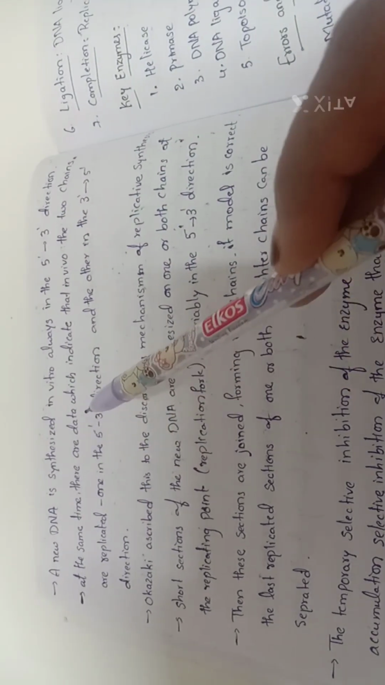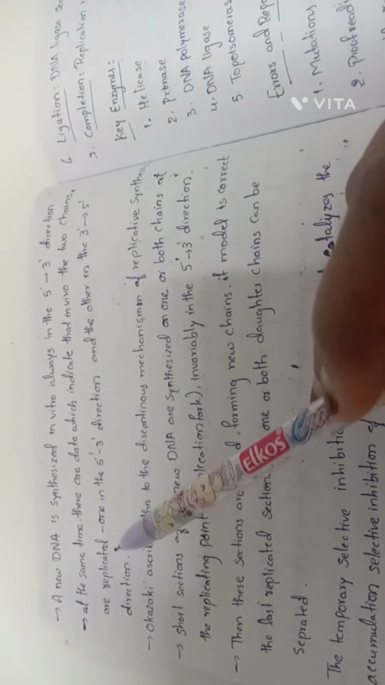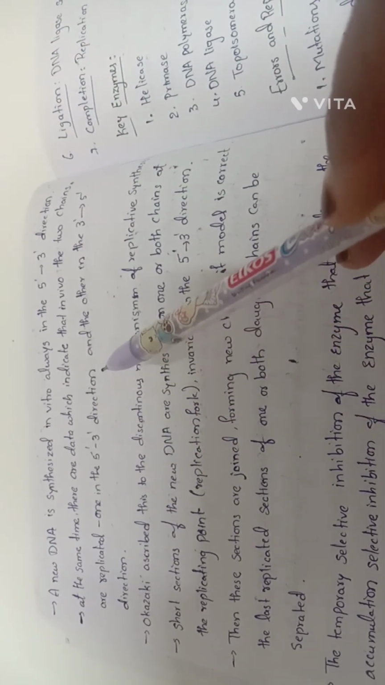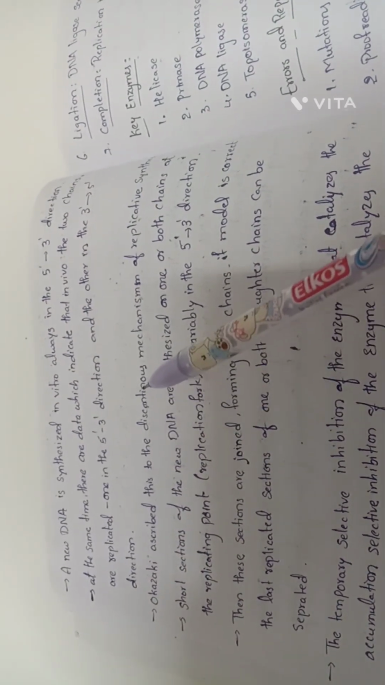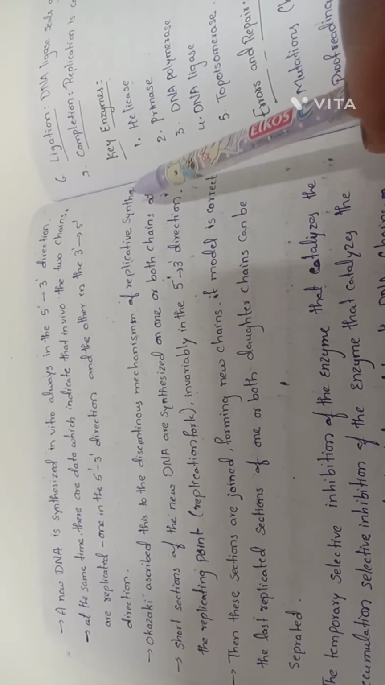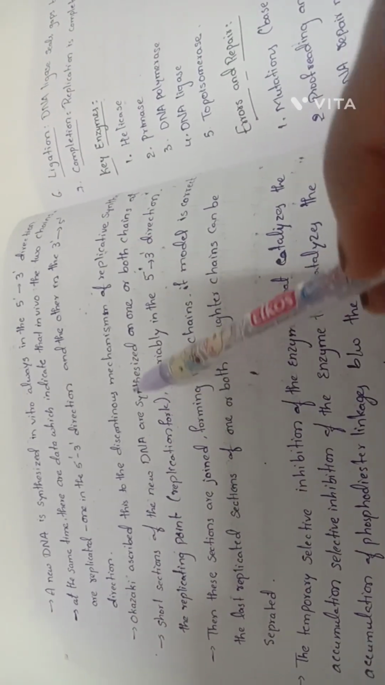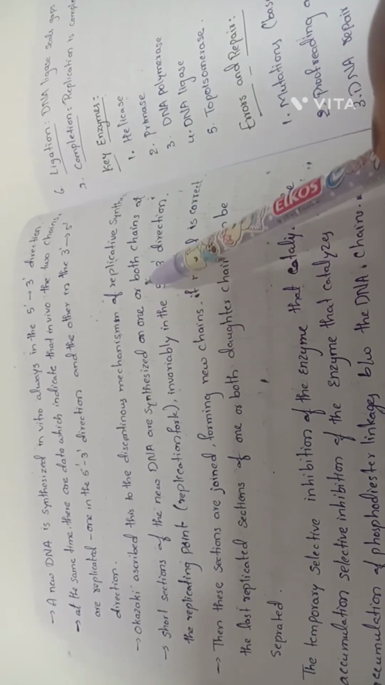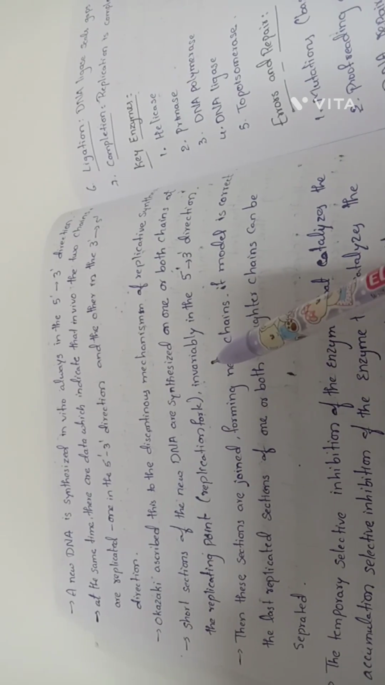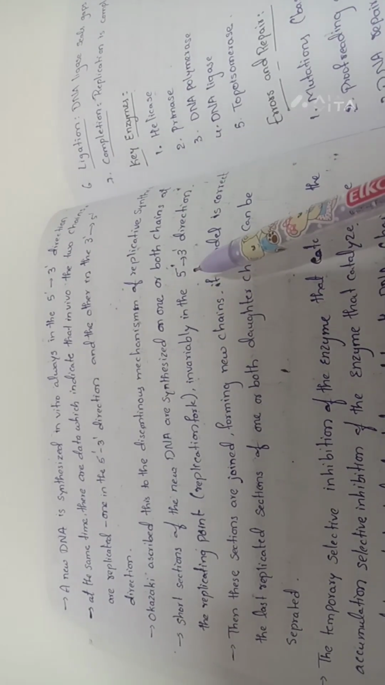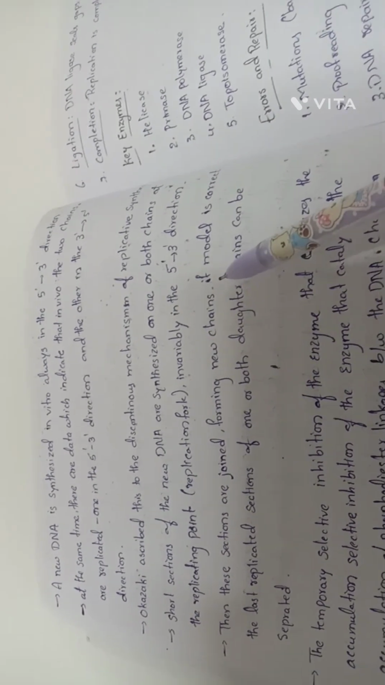At the same time, there are data which indicate that the two chains are replicated, one in the 5 to 3 direction and another in the 3 to 5 direction. Okazaki ascribed this to the discontinuous mechanism of replicative synthesis. Short sections of the new DNA are synthesized on one or both chains at the replicating point, invariably in the 5 to 3 direction. Then these sections are joined, forming a new chain.